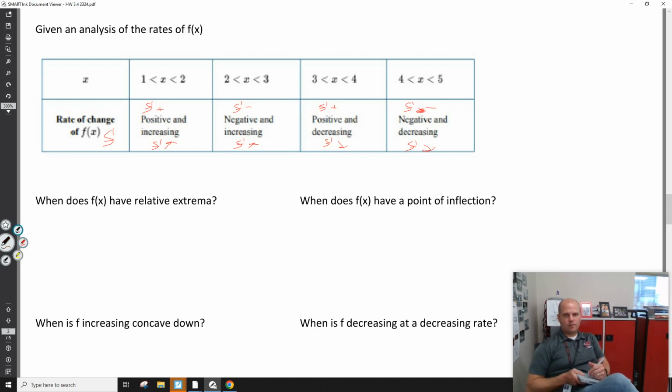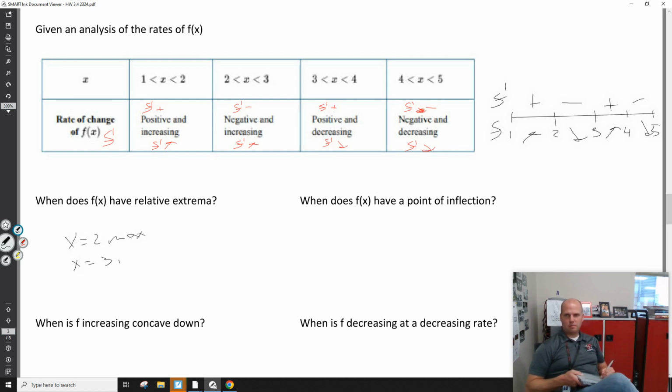All right, well, if you want to convert this, it looks like 1 is our start, then 1 to 2, 2 to 3, 3 to 4, 4 to 5 is where we end. F prime is positive, negative, positive, negative. That means F has to increase, decrease, increase, decrease. X equals 2 is a max. X equals 3 is a min. X equals 4 is a max.